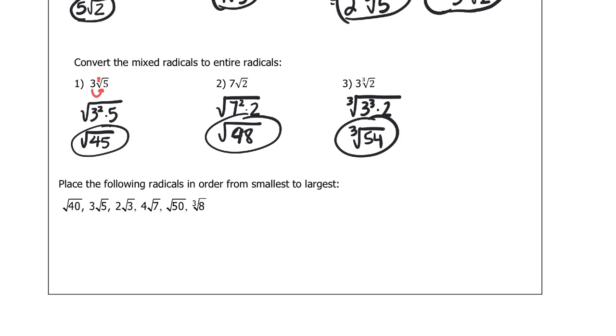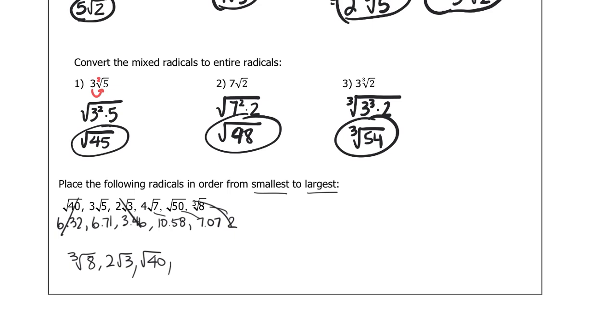So now we want to order them from smallest to largest, but we're going to have to write them as their radicals. So the very first one, smallest number, is the cube root of 8. So that one will come first. And then it looks like it'll be 2 root 3, and then root 40, and then 3 root 5, and then root 50, and finally 4 root 7. Okay, so you can think of them in decimals. You just have to make sure you express your answers the same way that they're given.